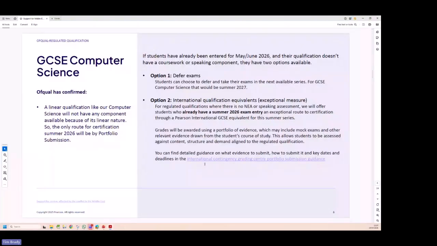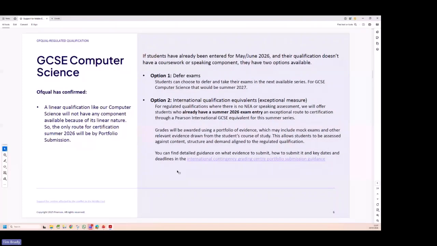But for the GCSE Computer Science, if you have got entries made for this summer for that qualification, and you haven't already withdrawn, then you will be going through the international contingency grading process. And there's a link on this slide. You'll be getting a copy of this slide deck after this webinar, so you'll be able to use those links. And that link is to the guidance all about the international contingency grading process and the submission of your portfolios.